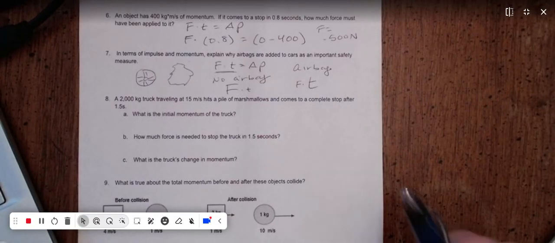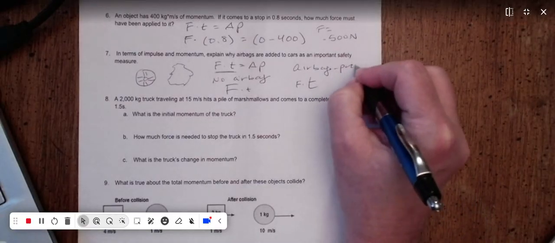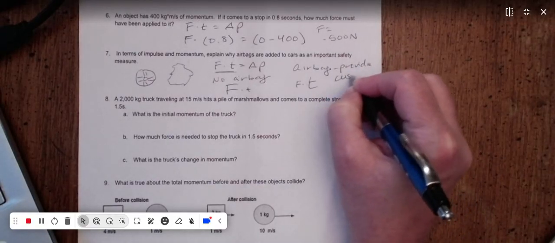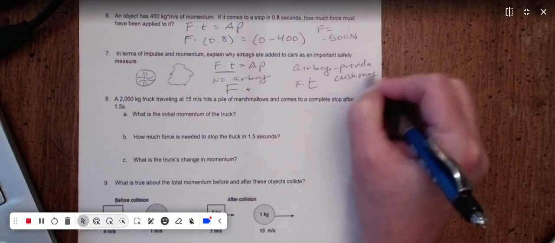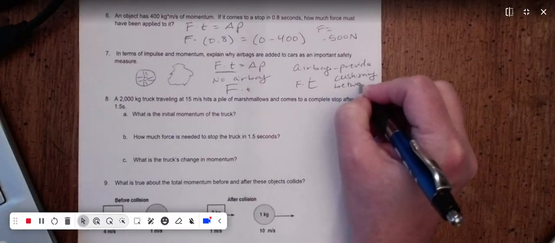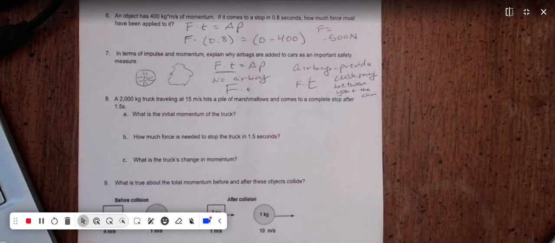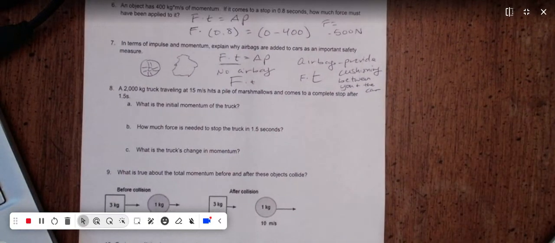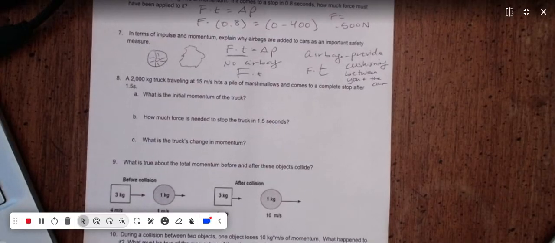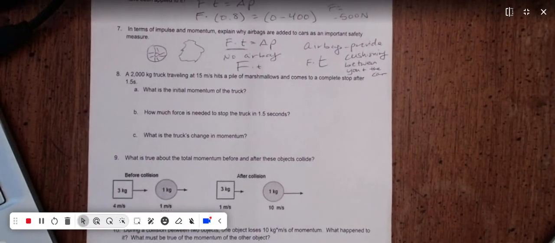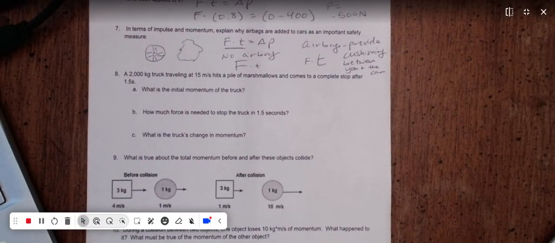So airbags will provide a cushioning between you and the car and protect you more. Okay. Airbags still do damage. They still cause bruises, but there's much less damage that occurs than would be if you didn't have it there.